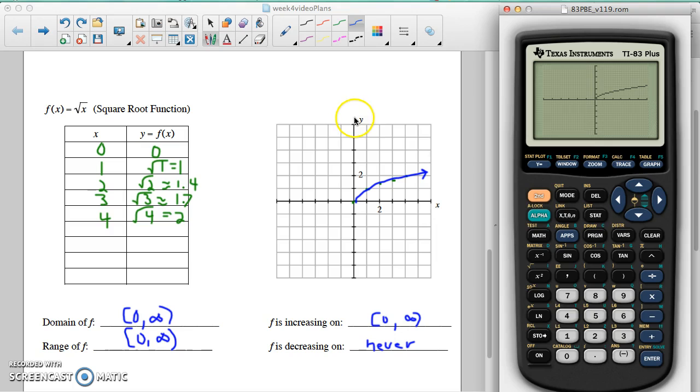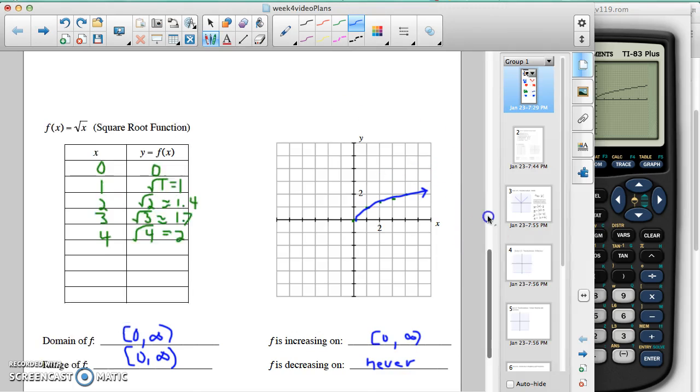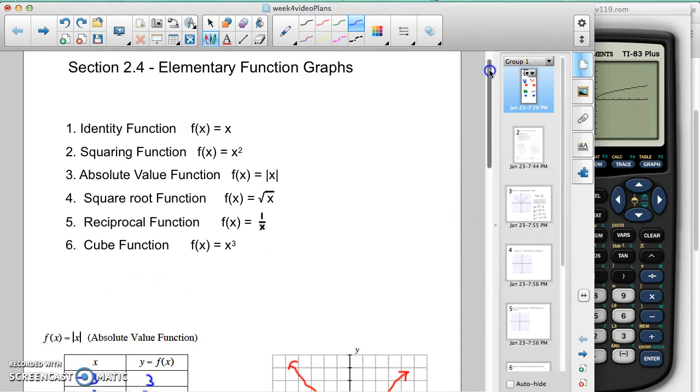All right, we're going to continue with the next function on the next video. We're going to look at the reciprocal function. So that's what we have on our next video.